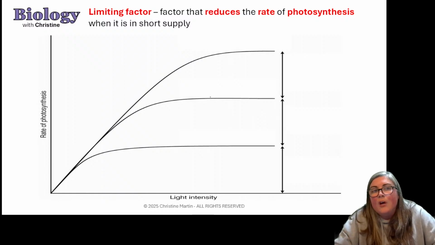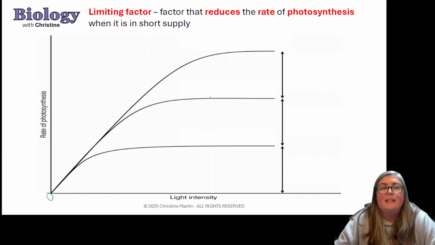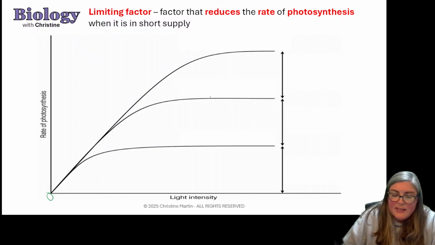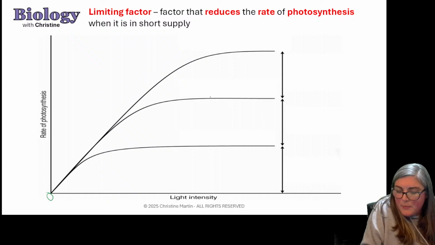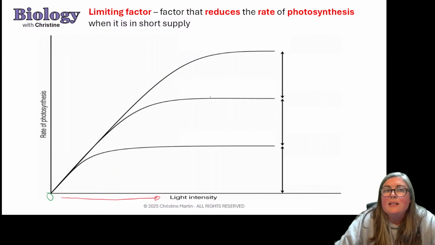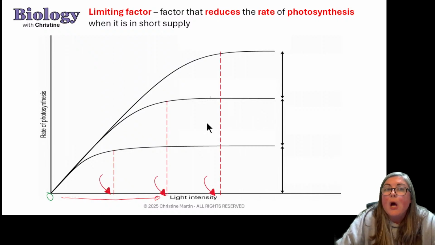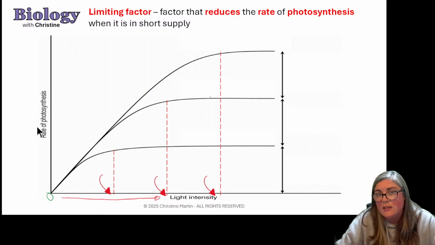So here I have down at the bottom where there is 0 light intensity. If I have no light intensity and I then increase my light intensity, what I have got is that anything before the line plateaus, in each case, all the way up to the point at which it plateaus, whatever is at the bottom was limiting the rate of, in this case, photosynthesis.